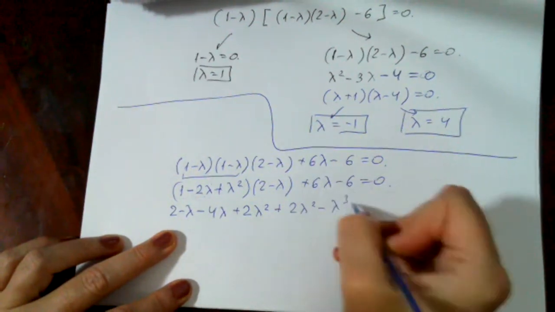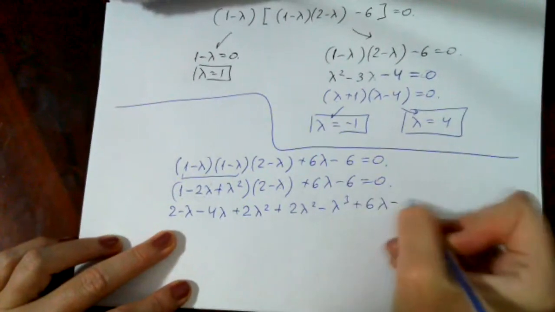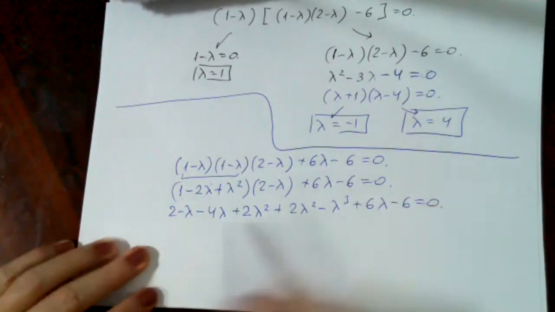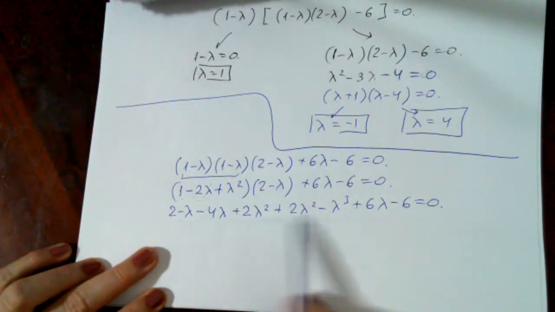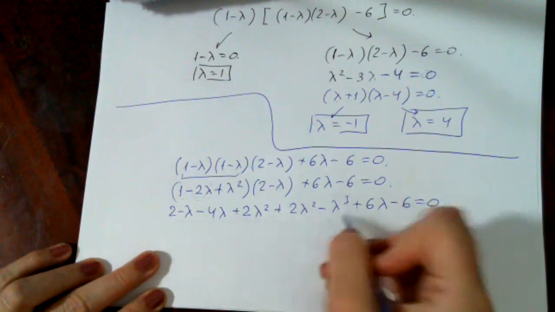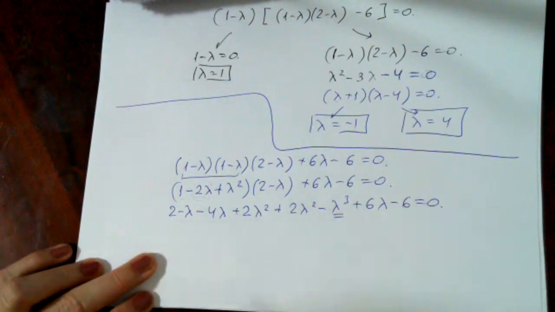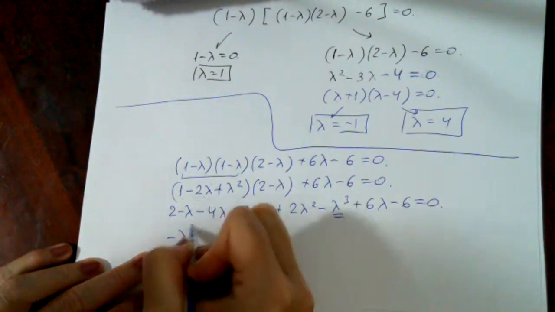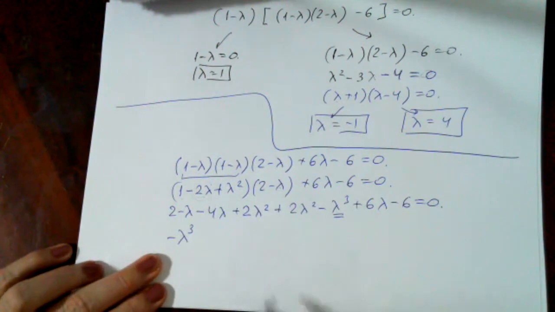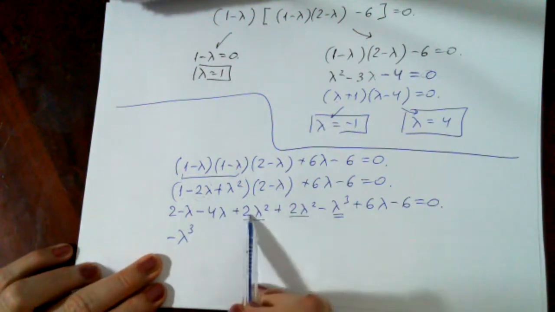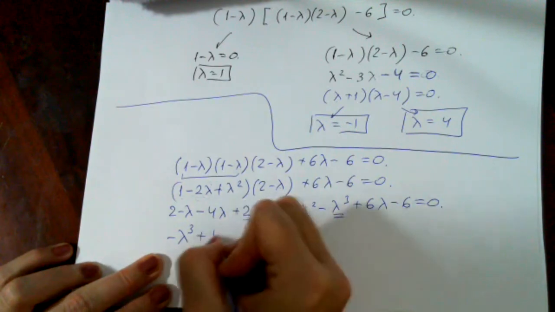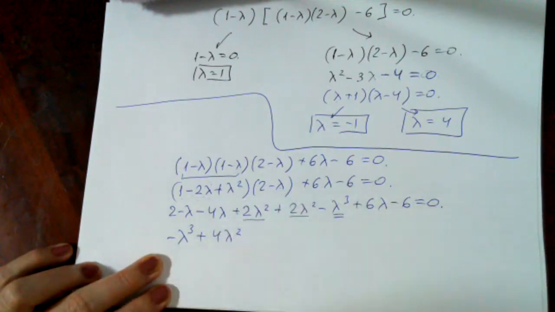Minus lambda cubed plus 6 lambda minus 6. Okay, now we need to find like terms, and the best idea is always to put these terms in descending order of powers. So this is the main term, it should be put in front. The next is our squares. So this plus this will give us plus 4 lambda squared.